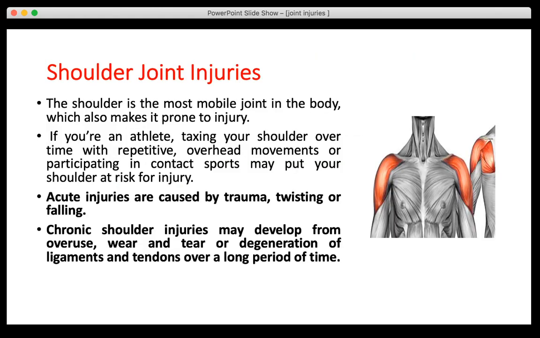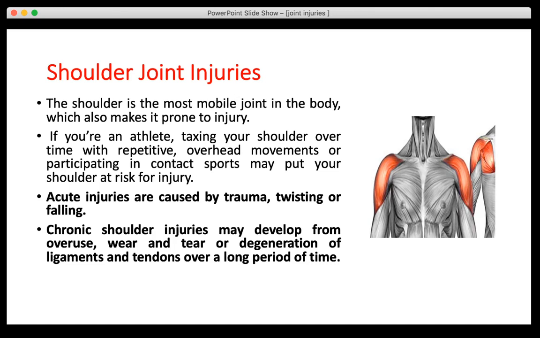Now coming to the second common joint which gets injured, your shoulder joint. The shoulder joint allows a lot of movements, like throwing, so in most cases the shoulder joint also gets affected, and it is the most mobile joint as it is a ball and socket joint. I have already told you. Taxing your shoulders repetitively over time, like in overhead movements and in contact sports, causes injuries. Shoulder injuries are also due to contact, and a lot of the time they are very common because of this.